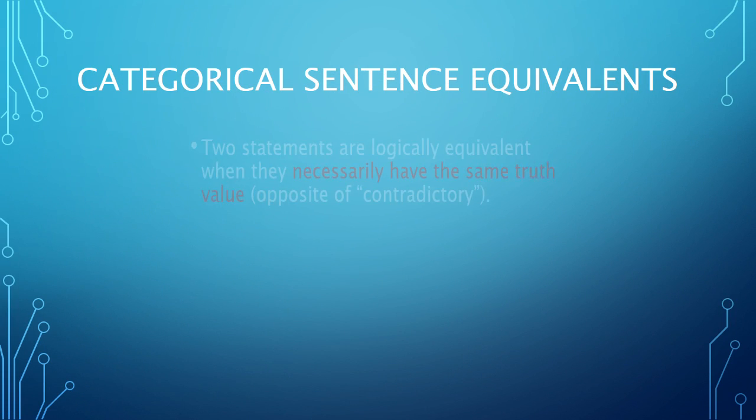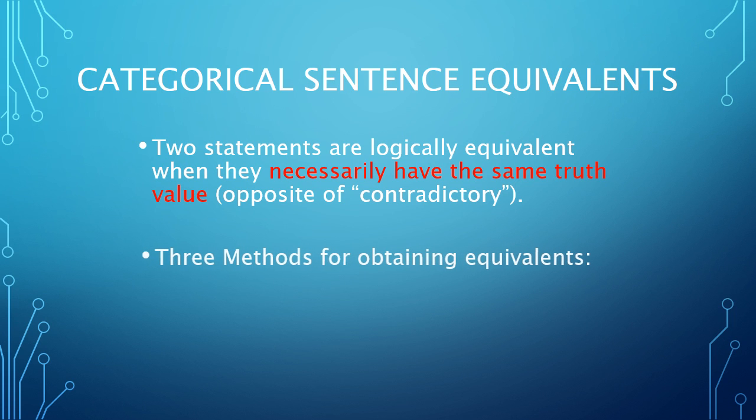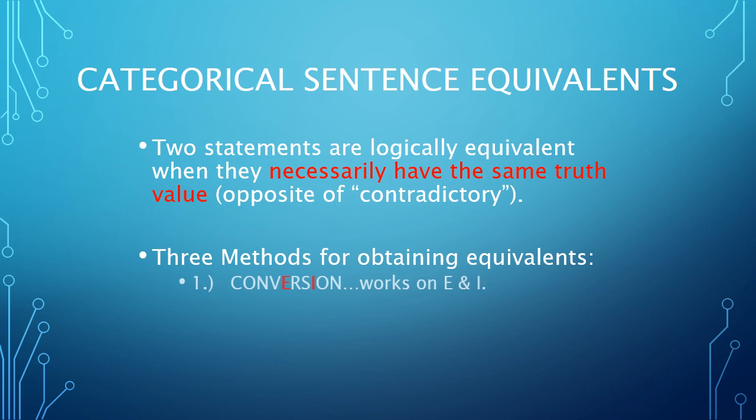Categorical sentence equivalents occur when two statements have necessarily the same truth value. In a sense, it's the opposite of how we define the term contradictory. Contradictory sentences necessarily have the opposite truth value one from the other. Now, there are three methods in categorical logic for obtaining these equivalents.